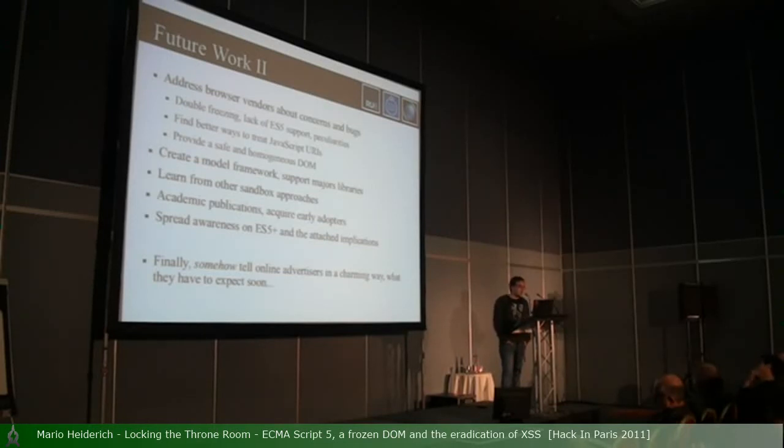We need to find better ways to treat JavaScript URIs because they are really causing problems in many, many applications and many situations and in many attack models. And we have to find a way to actually provide a safe and homogeneous DOM. So if you have a look at the DOM of browser A and have a look at DOM of browser B, you don't find too many differences anymore. Right now it's catastrophic. Like even a simple event is yielding completely different objects depending on what browser you use.